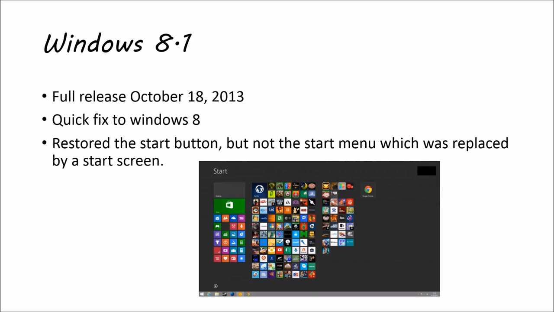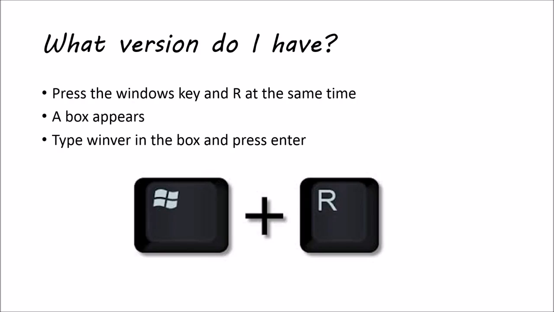So at this point you're saying, okay, well, how do I actually find out what my Windows version is? Well, I'm going to tell you. What Windows version do I have? To do that, there's just this neat little trick. You just press the Windows key and R at the same time.